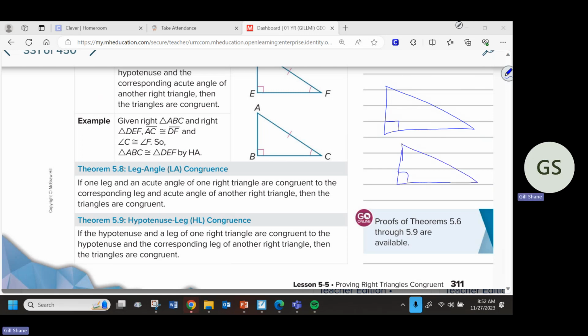You know they're both right triangles. You know that that is true. All I give you, you know that third side has to be congruent. So if you know two of the three sides are congruent across two different right triangles, that side's congruent, that side's congruent, then I know the third side has to be congruent.